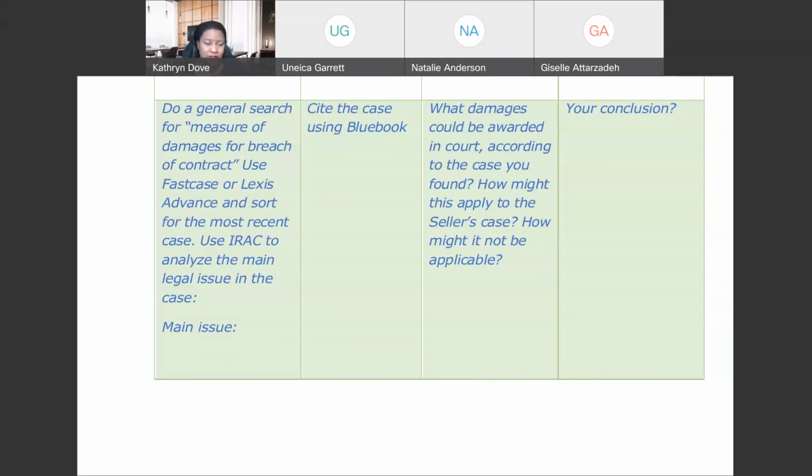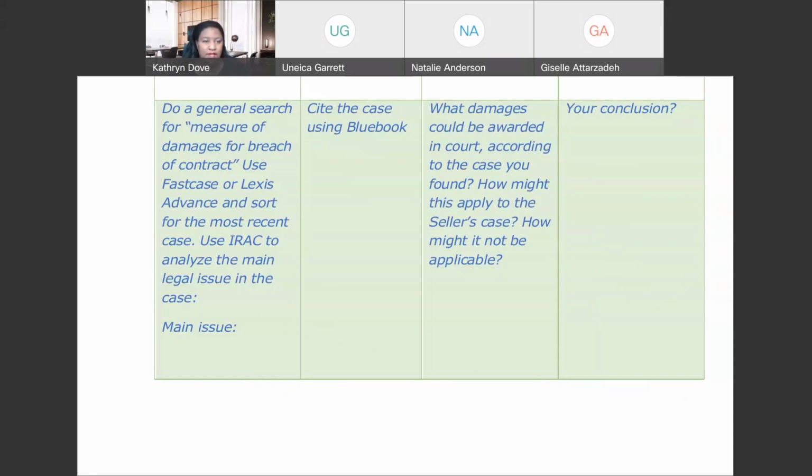Pick whichever one you like. When you get that case, do an IRAC on the case. Pick out the main issue, which should be about damages. Pick out the main rule that the court's saying, i.e., compensatory damages are available in the event of a breach of contract. You're basically going to summarize that case in one paragraph or two.